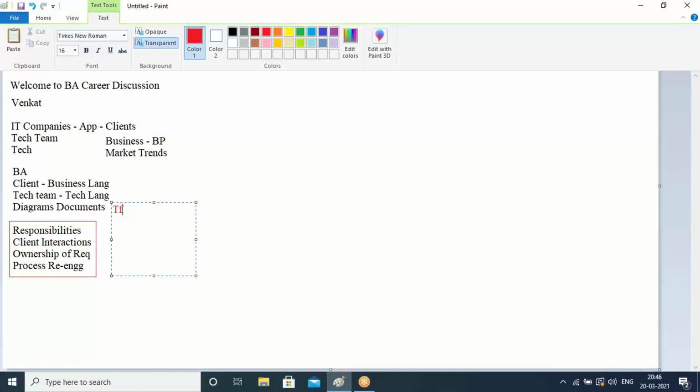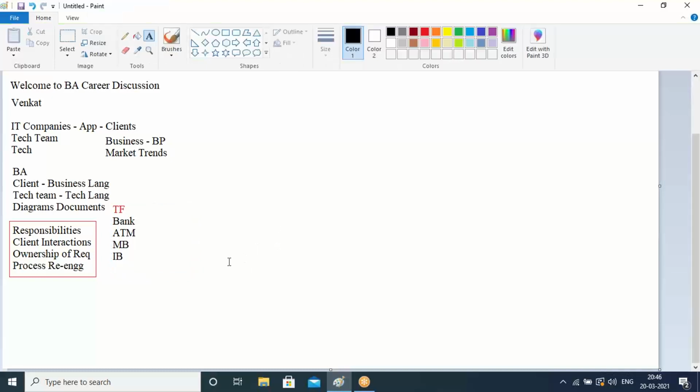Let me say we want to do transfer funds. For us to do transfer funds, we can walk into a bank and do it, or through an ATM you can do it, or through mobile banking you can do it, or through internet banking you can do it. Now, whatever application you find in a bank is not the same application as in the ATM. That's a different application. Mobile banking, that's a different application. Internet banking, that's a different application. So we have 4 different applications to do the same functionality, transfer funds, right?